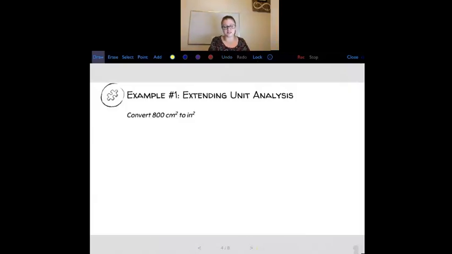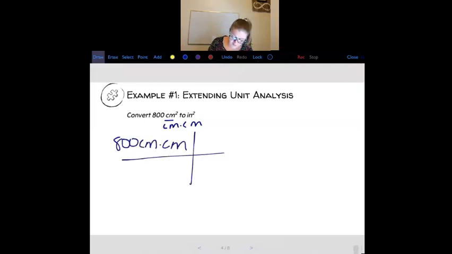Example 1. So extending unit analysis, converting 800 centimeters squared to inches squared. Okay, so we know squared typically deals with area. When we're setting up our dimensional analysis for this, we have to take into account the units that are being used. Centimeters squared means centimeters times centimeters. So we need to make sure that we account for both of those when we're setting up our units. So we have 800 centimeters times centimeters, and our goal is to get to inches times inches.